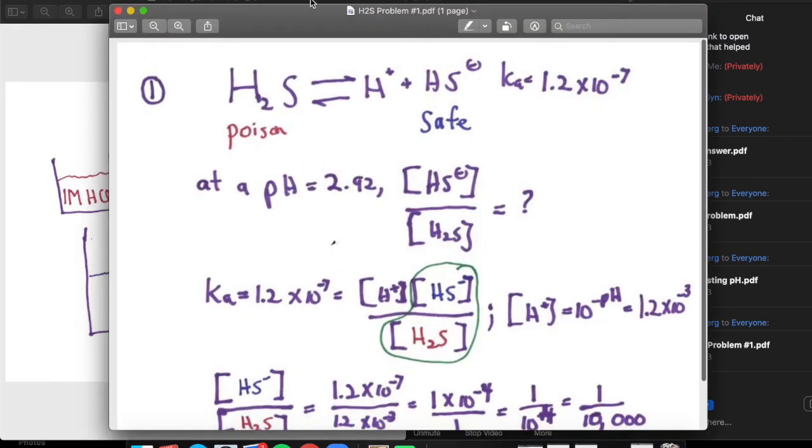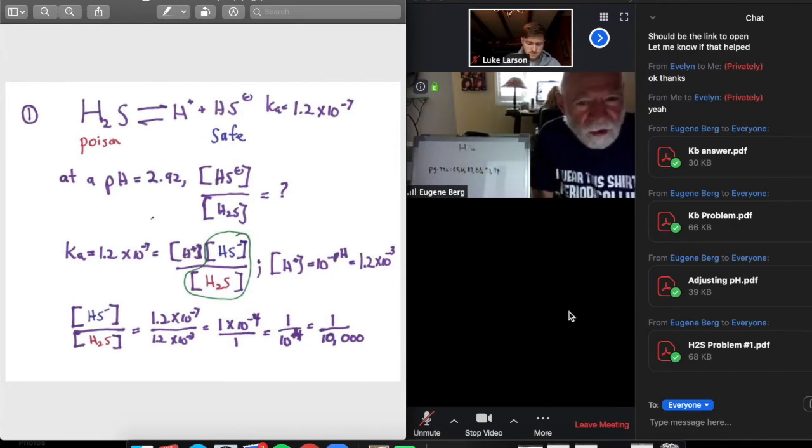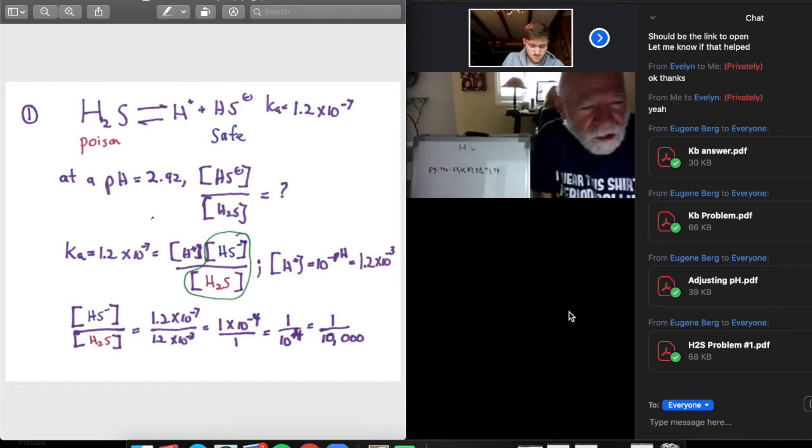Okay, so let me take you through this particular problem. The chemical reaction, or the equilibrium system, is between H2S, hydrogen sulfide, and HS minus. Now H2S is actually a poison, and its conjugate base HS minus is actually safe. And I gave you the Ka for it. Now, question number one goes like this. If you adjust the pH to 2.92, what is the ratio of the safe form to the poison form, HS minus to H2S? By the way, in Chem 1B, we actually used to use this chemical in the laboratory.